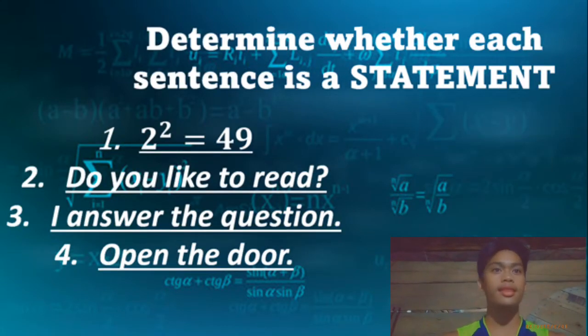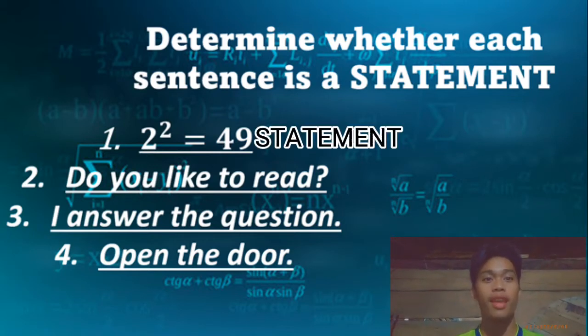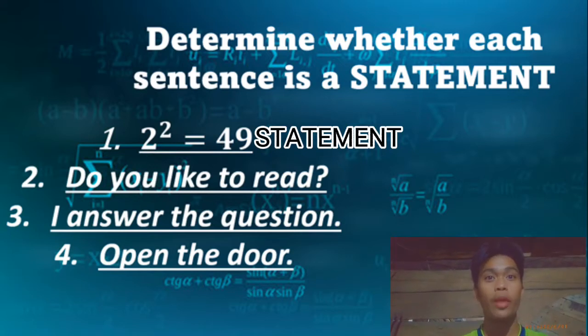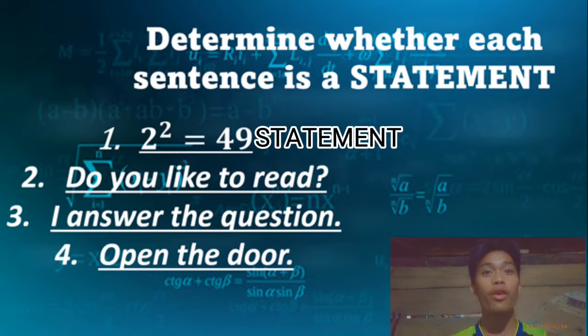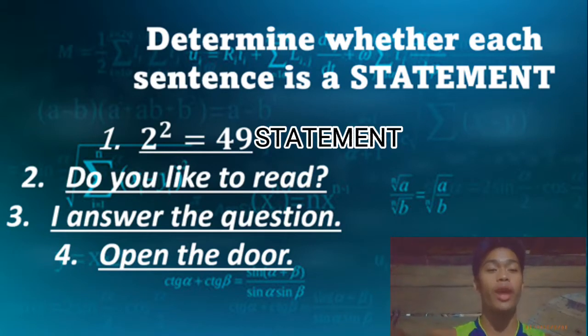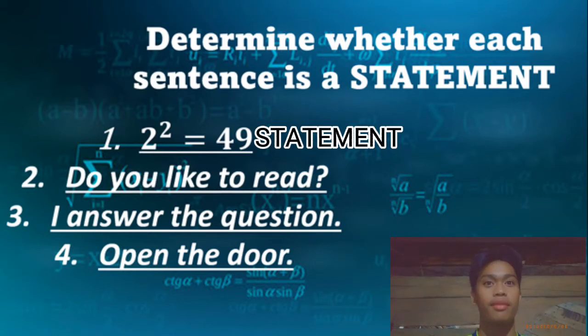Whether each sentence is a statement. Number 1. 2 squared is equals to 49. Is that a statement or not a statement? Okay, number 1 is a statement. Even though 2 squared is equals to 4, but in the given mathematical equation, 2 squared is equals to 49. It's false or mali yung mathematical equation na ginamit sa number 1. So, it's a statement because sabi nga, even it's false, you can call them statement. But if it's true and false, it's not a statement.